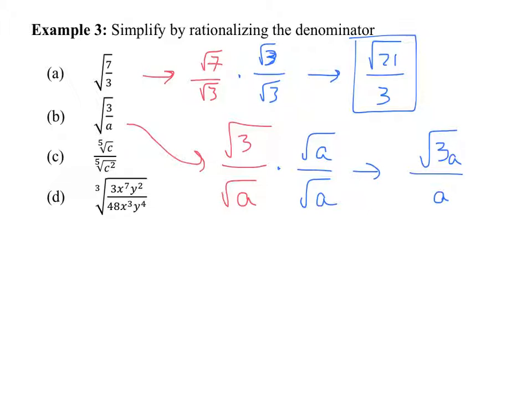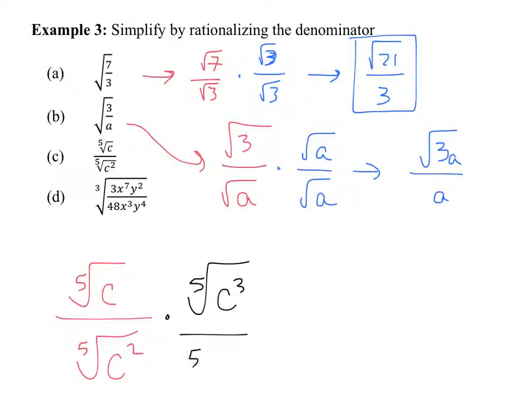How about part C? Part C is a little bit trickier. I'm going to again think about it as written as the fifth root of C over the fifth root of C squared. This is very tricky, this one. It's not nearly as easy as A and B. Hold on. I want others to see it first. You're absolutely right. Multiply by the fifth root of C cubed over the fifth root of C cubed. Can somebody else explain why Luca chose that value?